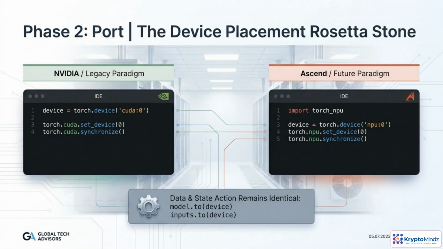When you port PyTorch code from NVIDIA GPUs to Huawei Ascend, device placement is mostly a search and replace job. Anywhere you used CUDA, you'll typically swap to NPU. Selecting the device, setting it, and synchronizing look almost identical, just with a different backend name. The nice part is that your higher-level workflow doesn't change. You still call model.to(device) and inputs.to(device). So conceptually, you're not learning a new paradigm, you're retargeting the same pattern to new hardware.